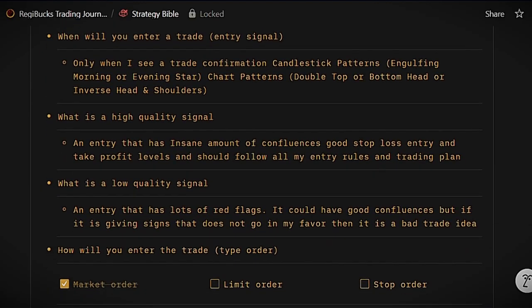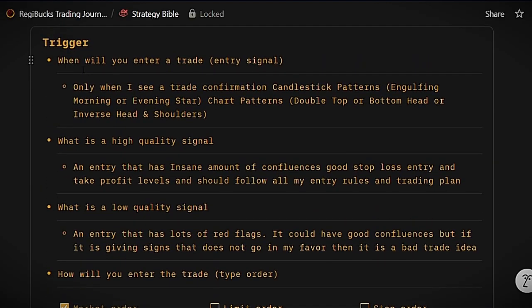And this is the trigger, when will I enter a trade? Only when I see a trade confirmation: candlestick patterns like engulfing, morning or evening star, chart patterns, double top or bottom, head and shoulders or inverse head and shoulders.